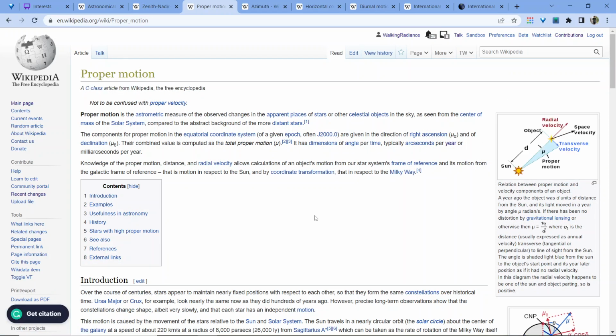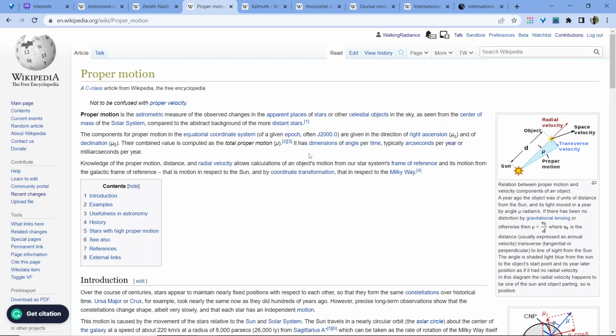Proper motion is the astrometric measure of the observed changes in the apparent places of stars or other celestial objects in the sky, as seen from the center of mass of the solar system, compared to the abstract background of the more distant stars. Components for proper motion in the equatorial coordinate system of a given epoch, often J2000, are given in the direction of right ascension and of declination. Their combined value is known as the total proper motion.